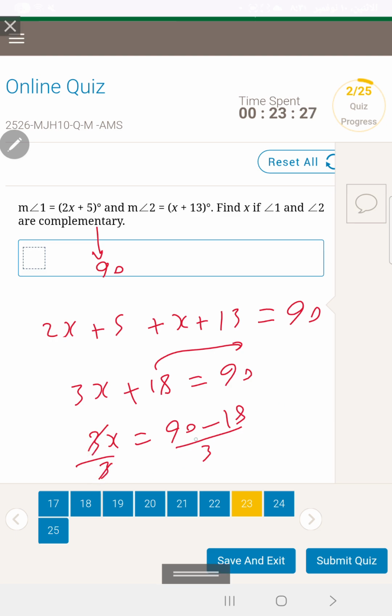Remember, you have to subtract first, then you divide by 3. You cannot cancel 90 and 3. This is wrong. You cannot do that. So be careful for this.